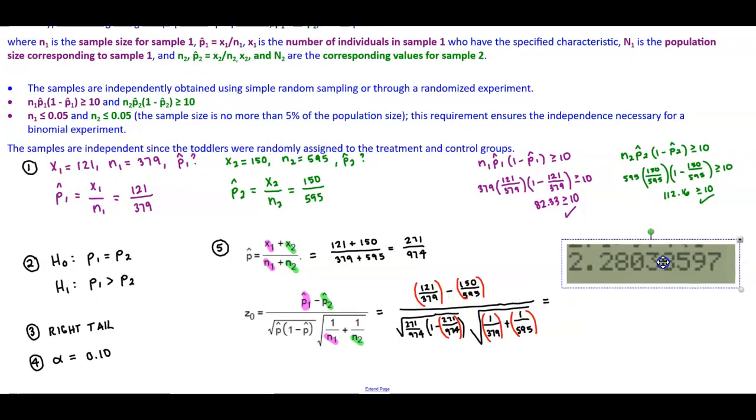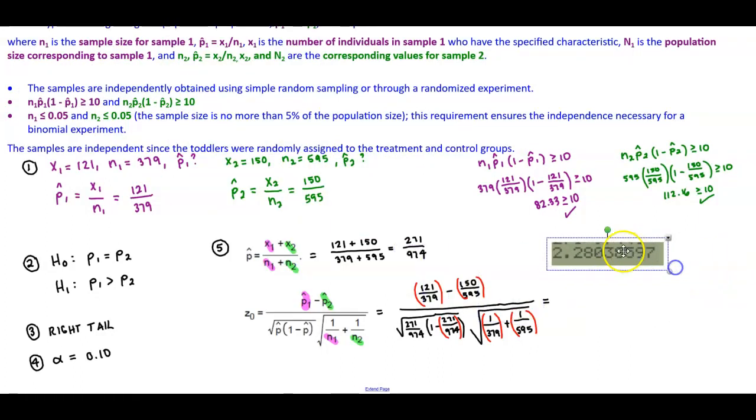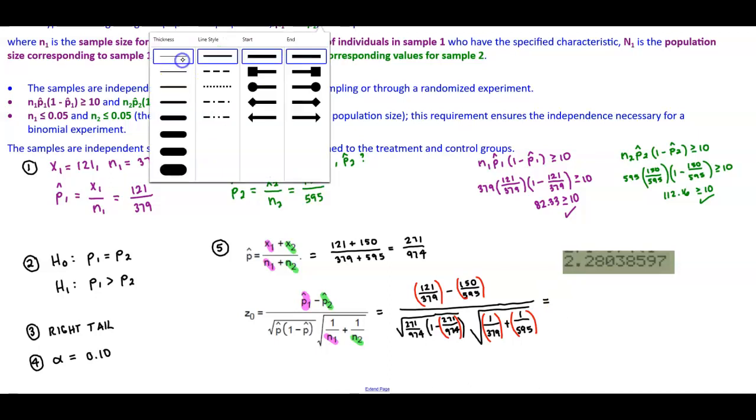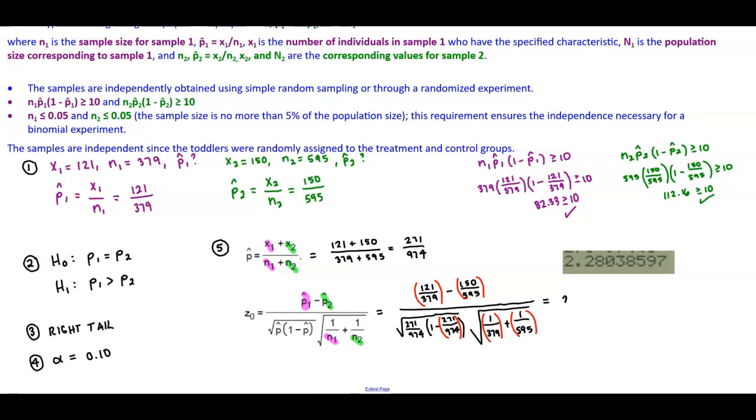And now that we hit enter, we're going to be able to get our test statistic. So here is our test statistic, and we can see that we get 2.28. So rounding that to 2 decimal places, we get 2.28.